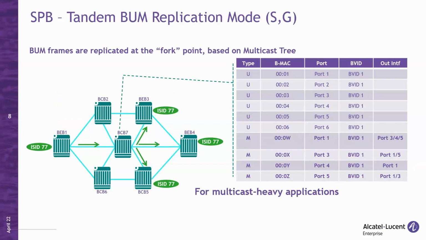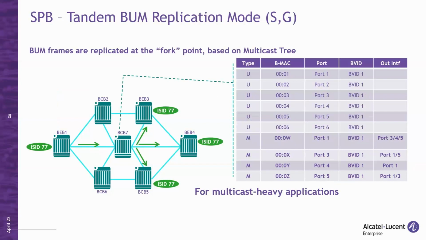When a BUM frame is received on a BEB, it is MAC-in-MAC encapsulated with the special backbone MAC as the destination address and forwarded according to the multicast forwarding database. The frame will then be forwarded and it will only be replicated at the fork-out point such that there will not be more than one replica sent on any one link.